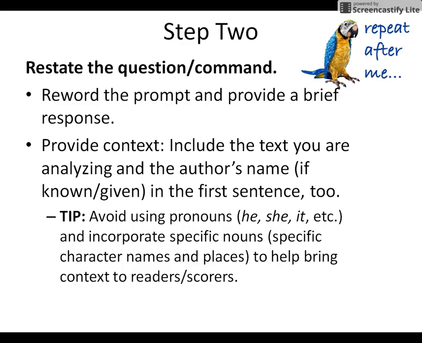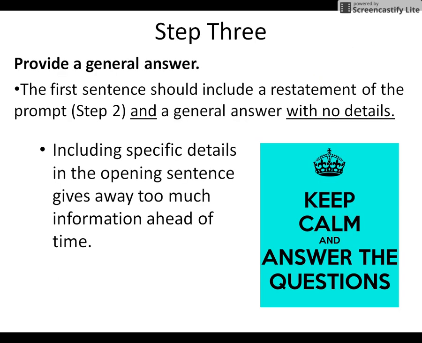Also, include the text title and author's name in the first sentence. To help with clarification, avoid using pronouns and use specific nouns instead. For instance, state the character's name. Step 3 is a continuation of step 2. Provide a general answer to the prompt. The first sentence should include a restatement of the prompt and a general answer with no details. This sentence serves as a topic sentence that introduces your main idea and leads into the specific details or points and examples to follow. Many students often provide details that are too specific in the opening sentence, and this leaves no room for the paragraph to develop and usually makes it sound redundant.